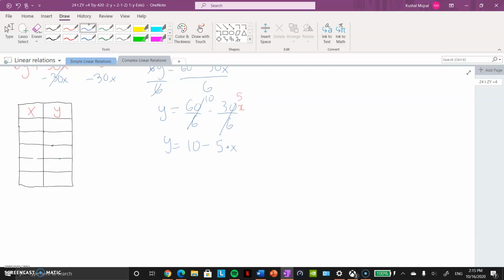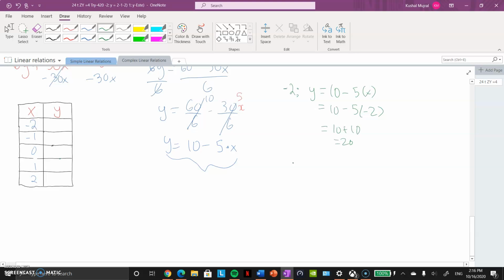Now, this is our equation. We're going to want to plug in negative 2, negative 1, 0, 1, and 2. So let's start with negative 2. So y equals 10 minus 5x, equals 10 minus 5 times negative 2, which is 10 plus 10, which is 20. Let's take a look at negative 1. y equals 10 minus 5 times negative 1, which is 10 plus 5, which is 15. So this is 15. I forgot to put 20 here. So this is 20. This is 15.